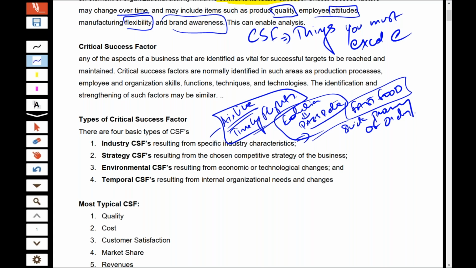How do we get to know about our critical success factors? There could be multiple things through which the critical success factors could be established. The first one of them is the industry in which you are operating. The industry actually tells you what your critical success factors are going to be.